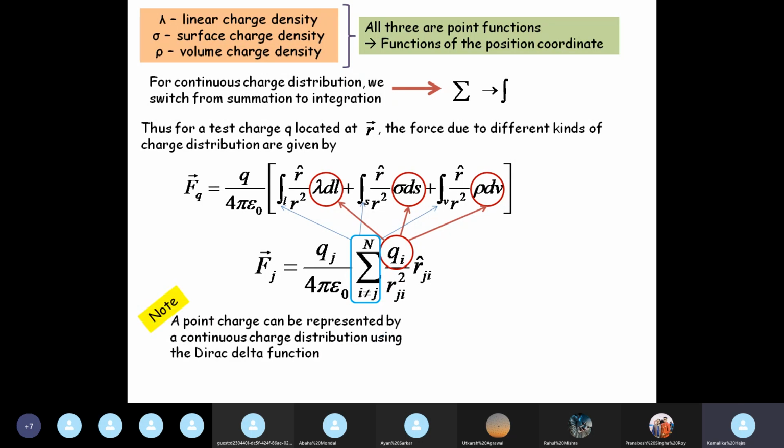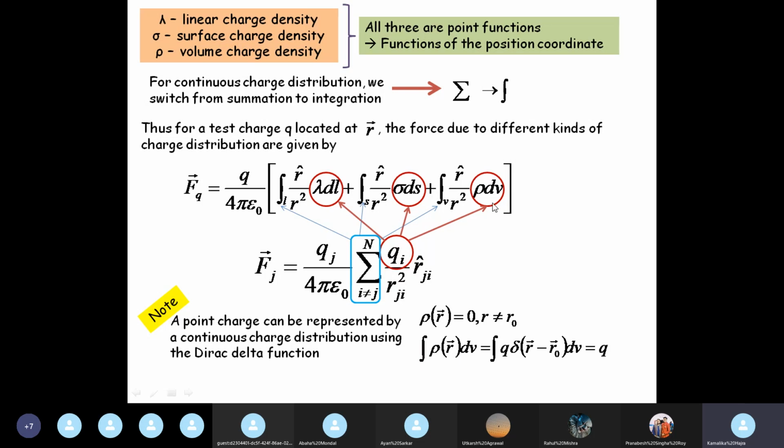Just remember, this is a point to note for your information, that a point charge can be represented by a continuous charge distribution using a Dirac delta function. I hope all of you know the Dirac delta function is the mathematical function which has a certain value only at one point in space and is zero at all other points in space. So even a single point charge you can represent as a distribution using the Dirac delta function. How?